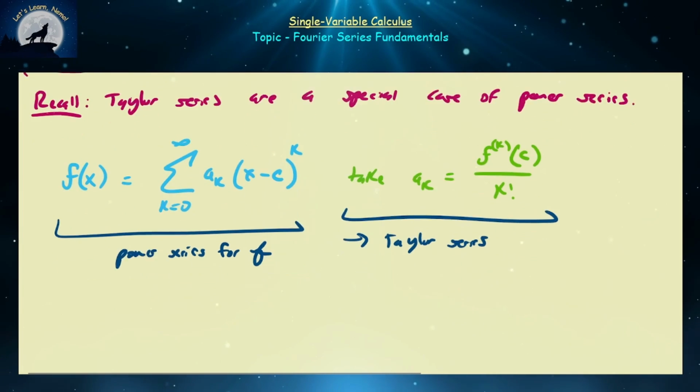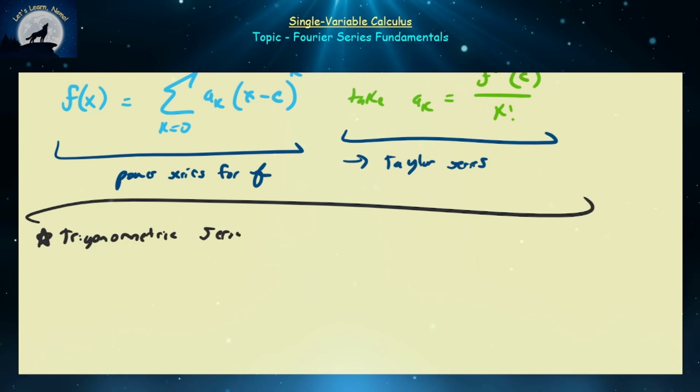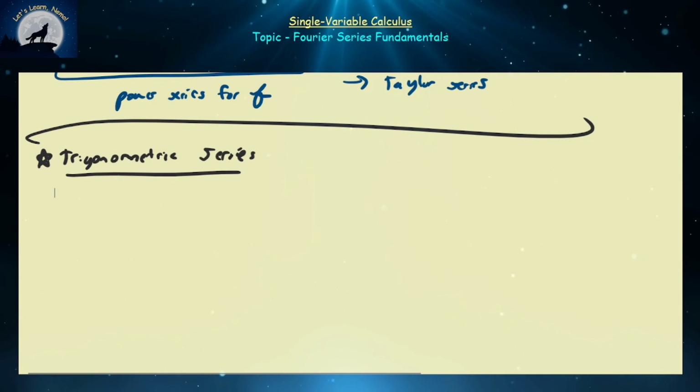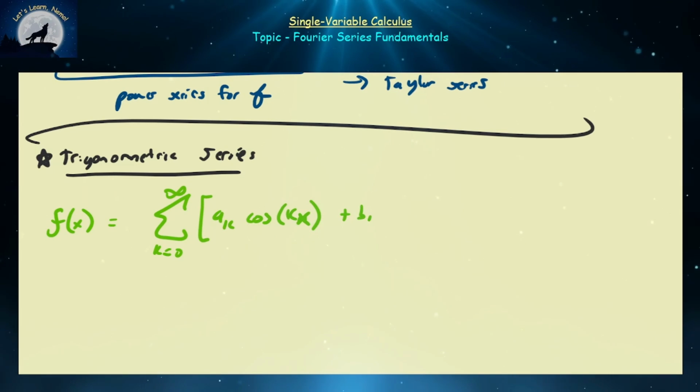So, to motivate the existence of Fourier series, it is actually a special case of what is known as a trigonometric series. Right? So we have power series and we have trigonometric series. So what is a trigonometric series for some function f? A trigonometric series is one of the form f of x is equal to, again, a sum from k equals 0 to infinity of ak times the cosine of kx plus bk times the sine of kx.